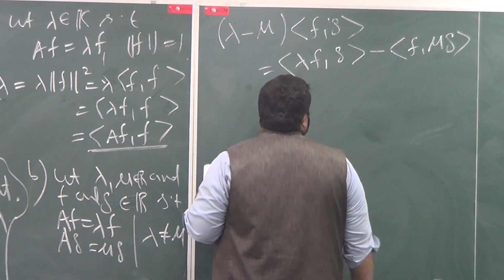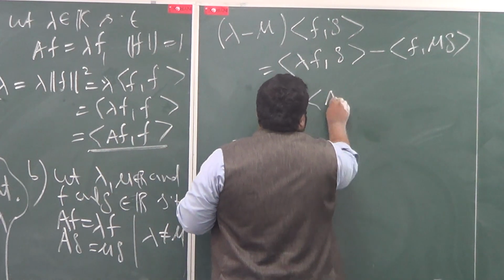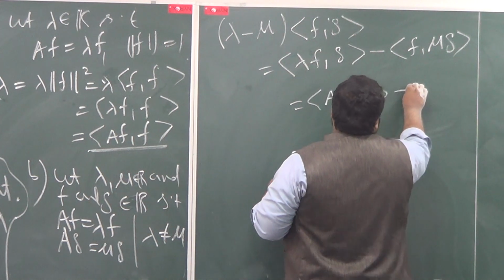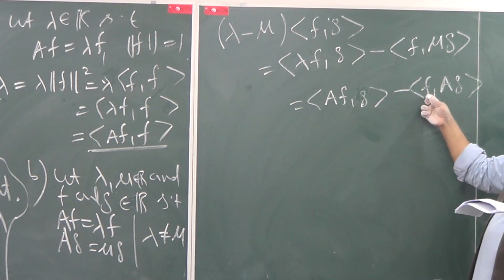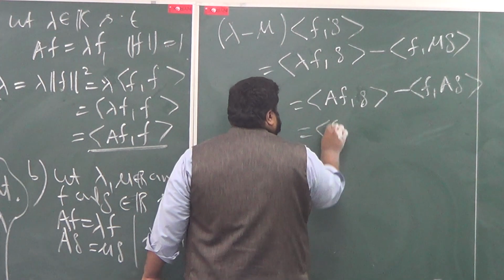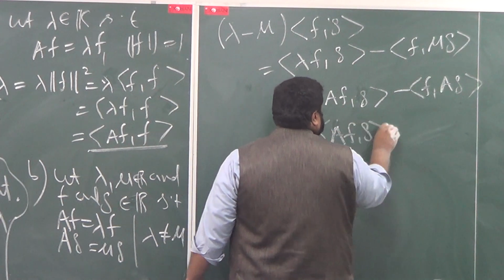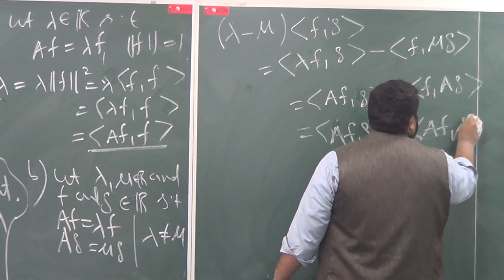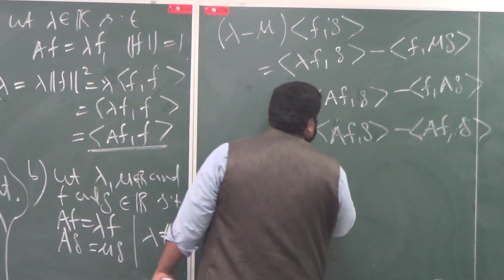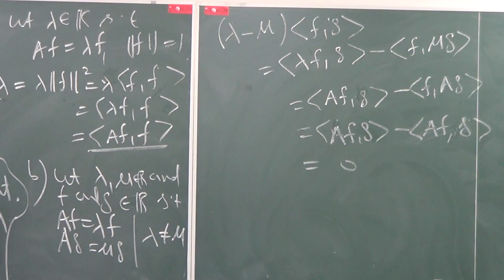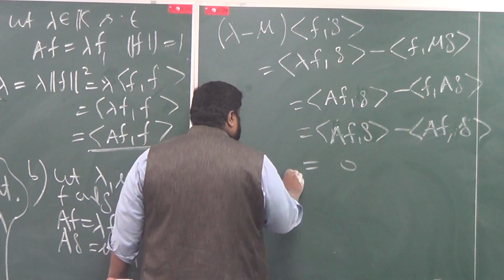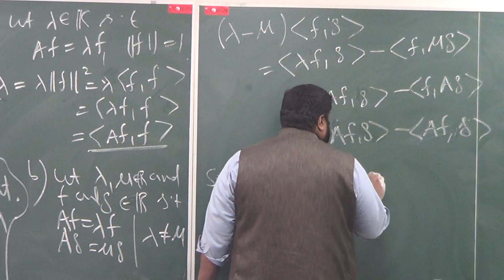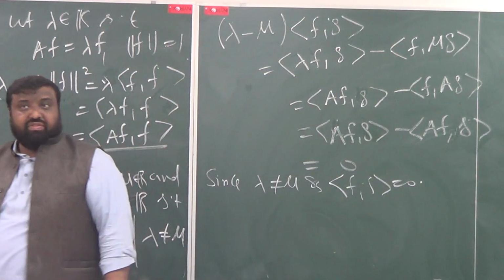And the trick is what? This is the same as <Af, g> minus <f, Ag>. But A is self-adjoint, so I can move it over. So I'm going to get <Af, g> minus <Af, g>, which gives me 0. Alright? And hence, since lambda is different from mu, I have no choice except saying that <f, g> is 0. So f and g must be orthogonal to each other.